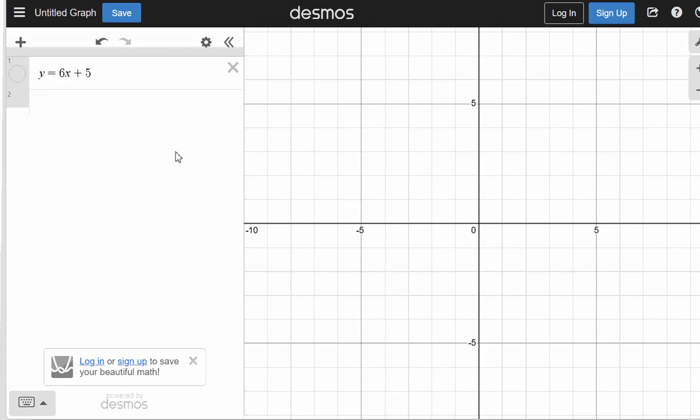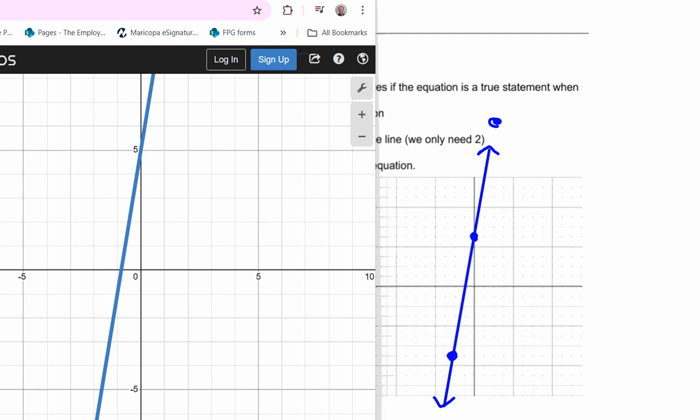There's a nice graphing program that's really fun to play around with. It's just called Desmos, D-E-S-M-O-S. It's totally and completely free. You do not have to make an account. If we come in here and I just type in y equals 6x plus 5, and I can graph it, and yeah, this looks a lot like that line that we just made. It has the same steepness, it has the same direction.